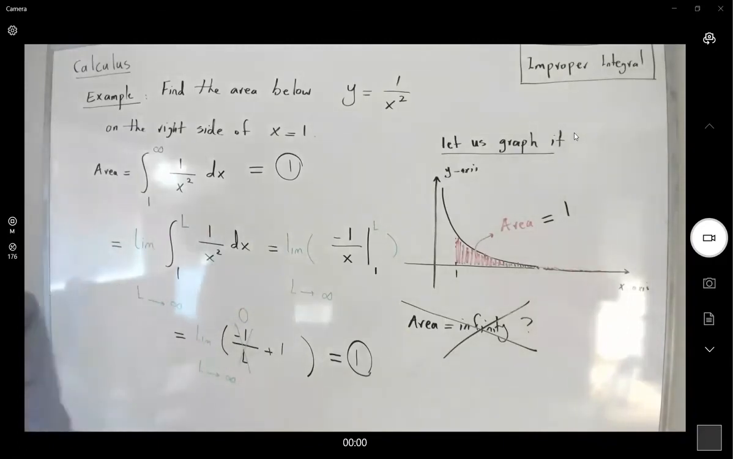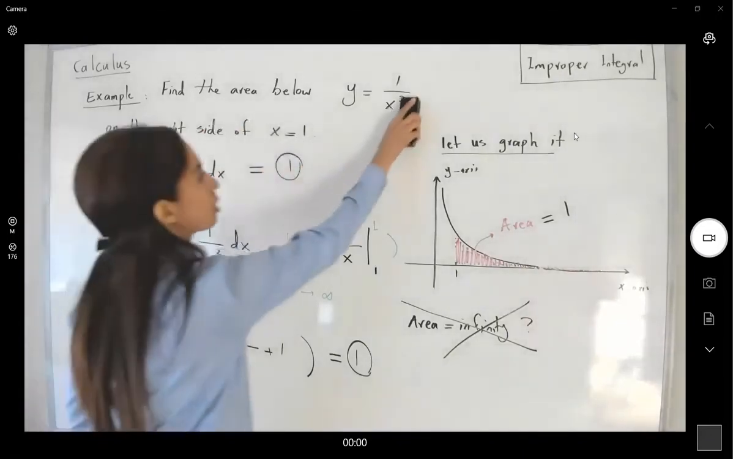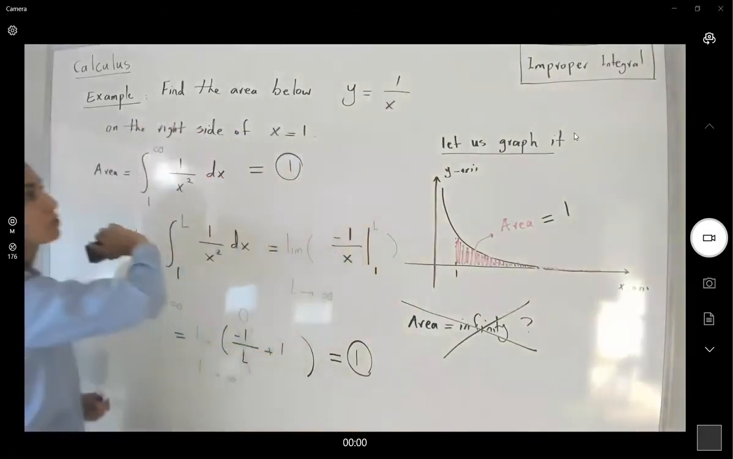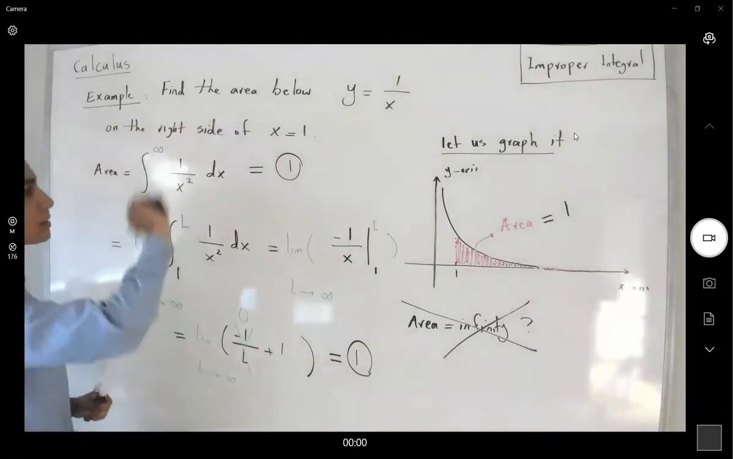Well, what if I ask you to find the area below y equals 1 over x on the right-hand side of x equals 1?